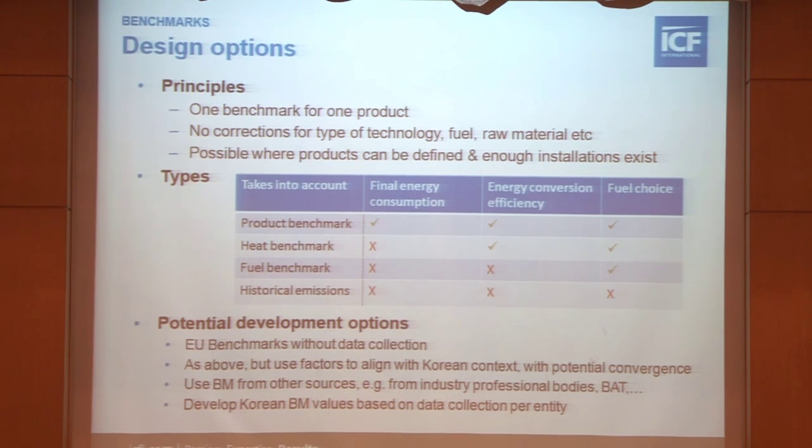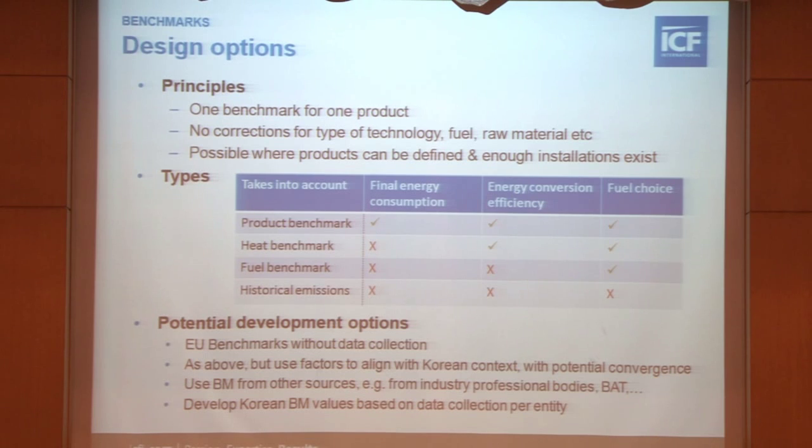In the EU system, we have a hierarchy of benchmark types. You may be familiar with this. So the top of the hierarchy is a product benchmark. This is preferred because it takes into account everything. It takes into account the final energy consumption, the energy conversion efficiency, and the fuel mix. However, it's not possible to determine a product benchmark in all cases.